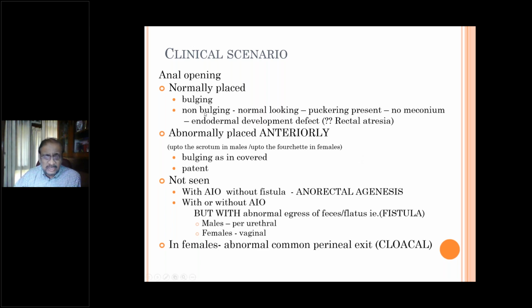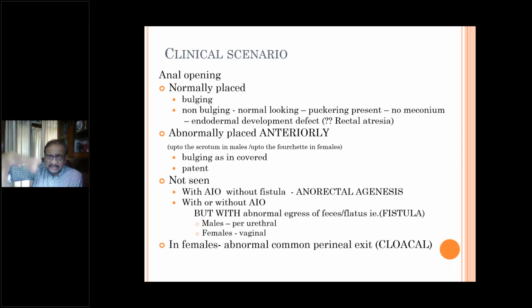It could be bulging, it could be non-bulging. You'll find something pouting out, a blue colored membrane. You give a slit and the mucosa comes up. But it's non-bulging. You find there is an anal opening, but it's non-bulging. It's normal looking. You have the puckering there. It tells you that if the puckering is there, the external sphincter is there, the longitudinal muscle is there. But still no meconium. What's happening?